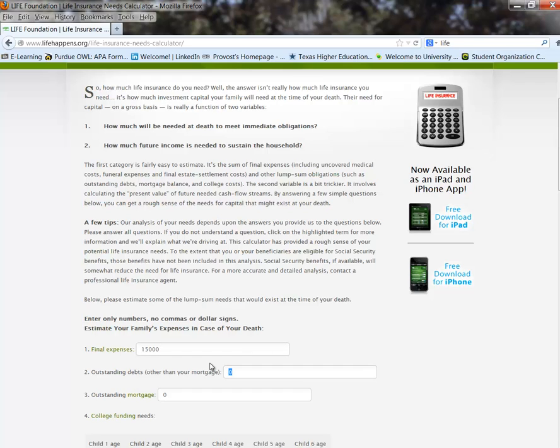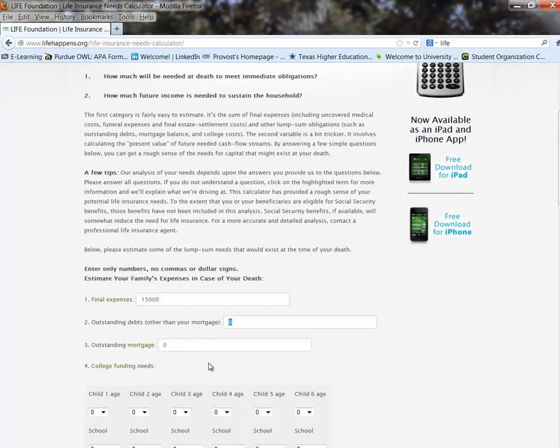Let's talk about debt now. It's cheap to pay off debt with life insurance. And so a lot of times included in your immediate lump sum needs are the debts you owe. We break those up into two different types of debt. Outstanding debts, which are other than your mortgage. This would be your credit card, student loans, etc. And then we have our outstanding mortgage.